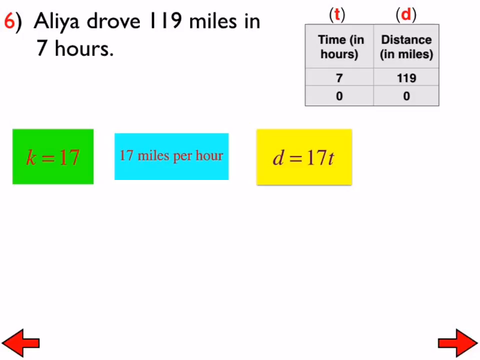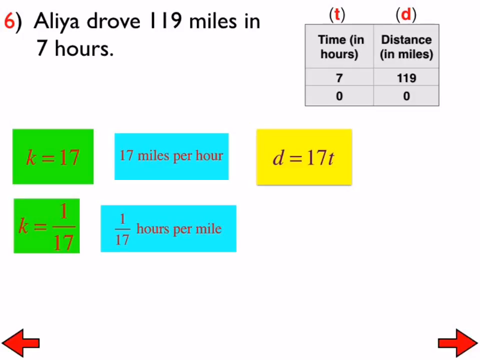Going the other direction, K is 1/17. That's 1/17 hours per mile for the unit rate going that direction. And the equation will be T equals 1/17 D. Number 7.